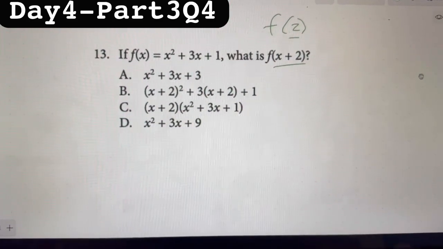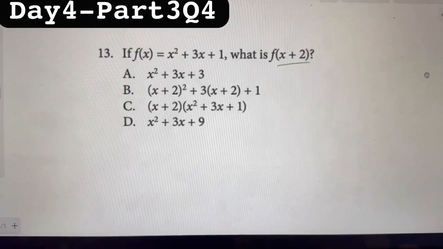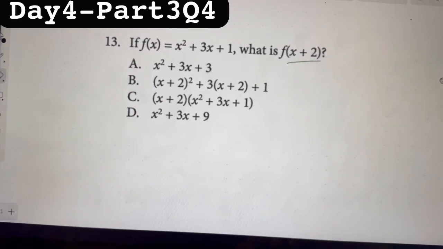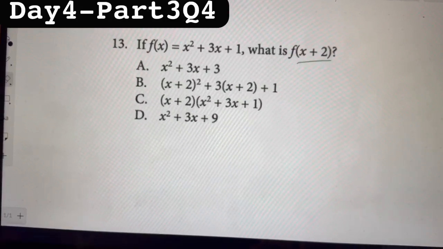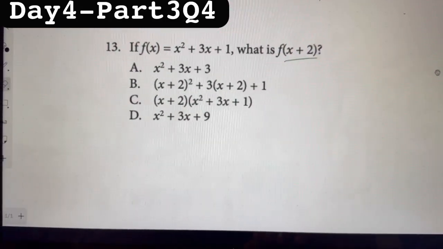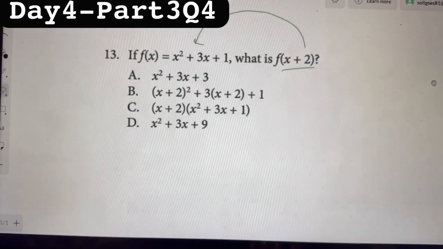But here your input isn't 2, your input's x plus 2. But it's still your input. X plus 2 is still your input, right? What's in parentheses after the f is your input. So all you've got to do is plug in x plus 2 for x into the function. That's all you're doing, okay?